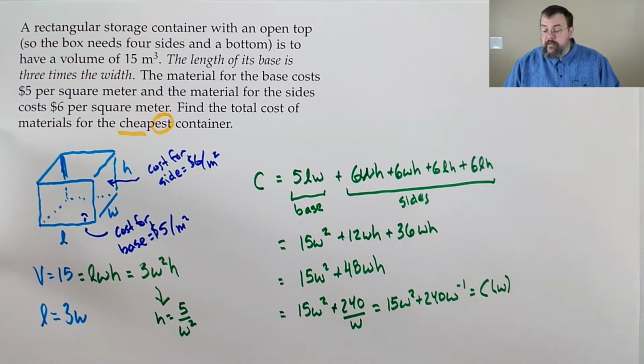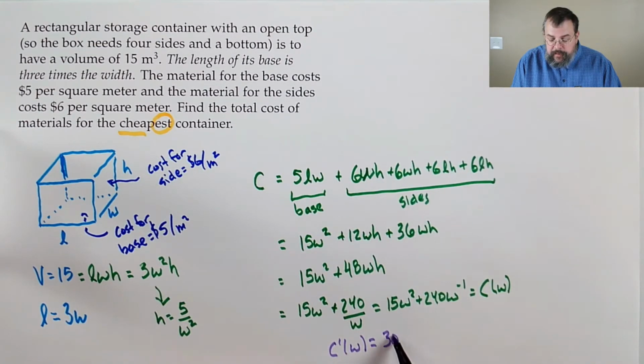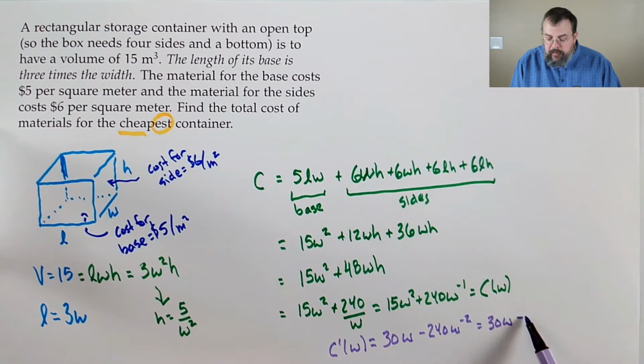Well, what's next? The next thing for us to do is take a derivative. We've gone down to a function of a single variable, so now we use our single-variable tools. We can say c prime of w would be equal to 30 times w to the minus 1, minus 240 times w to the minus 2. Or if you like, 30w minus 240 over w squared.